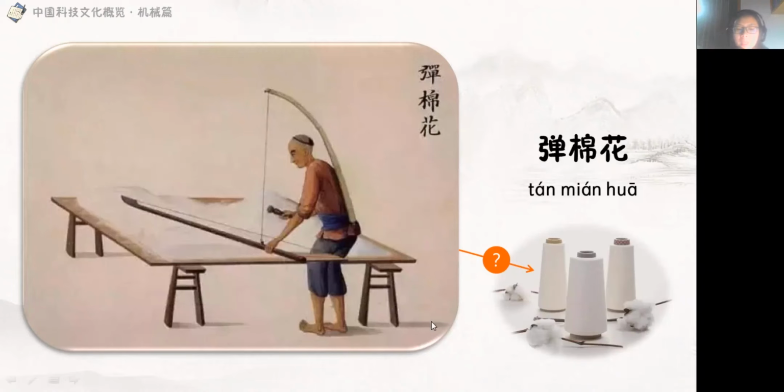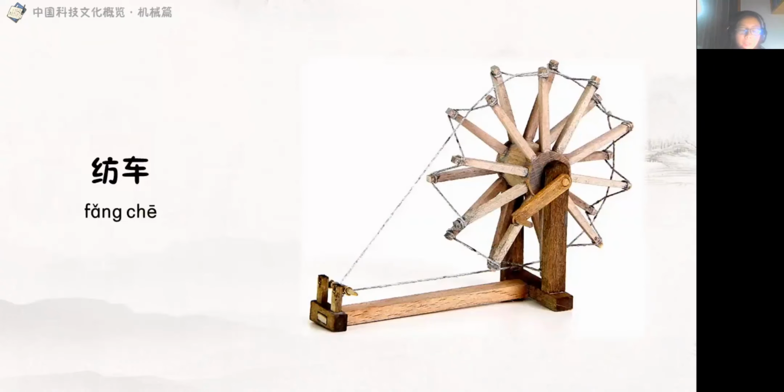Actually, we can make the cotton fibers longer and spin it, and make it much longer and spin it again. Continue to repeat these steps. But if you do all this by hand, it will be too tiring. So we have another machine called Fang Che. We use this spinning wheel to make thread from cotton fibers.